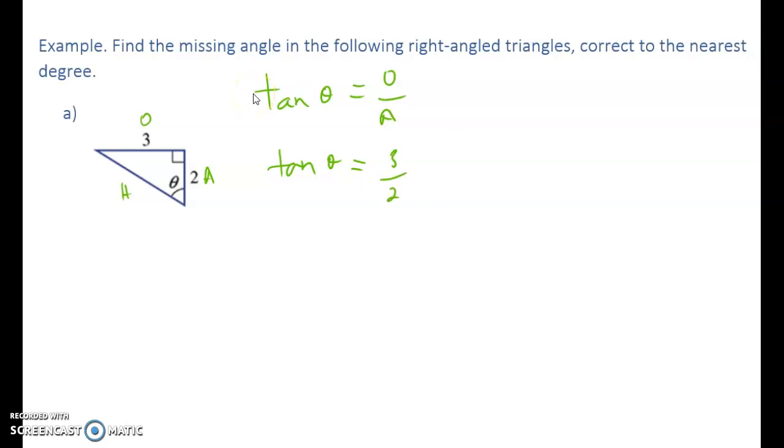Now, before we can put that in the calculator, we do need to get rid of that tan. So what we're going to do is multiply both sides by the inverse of tan. Then these guys cancel out, and we're left with theta equals tan to the negative 1, 3 over 2. And that's what we'll plug in the calculator.